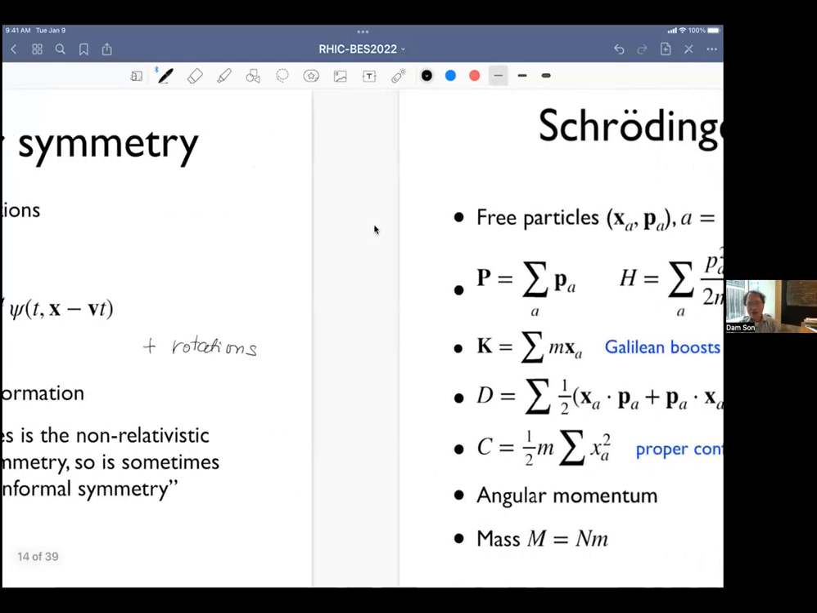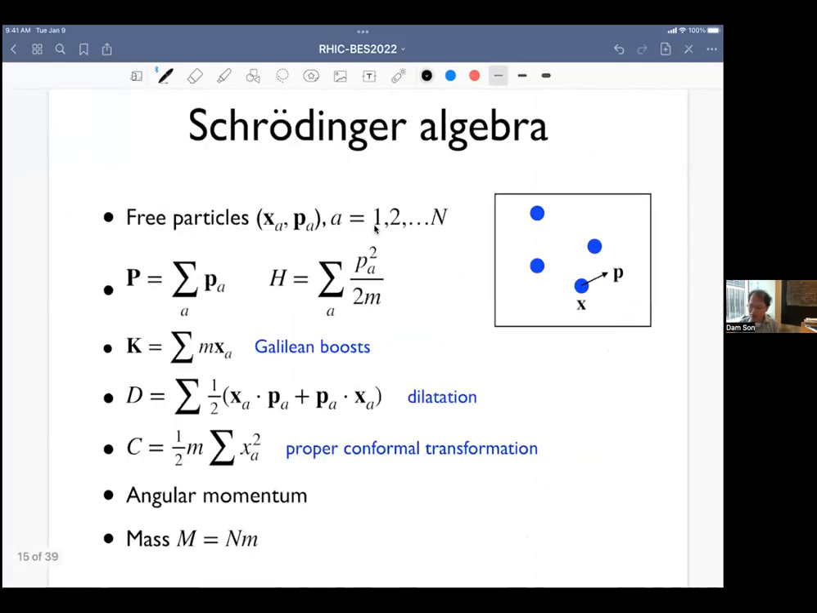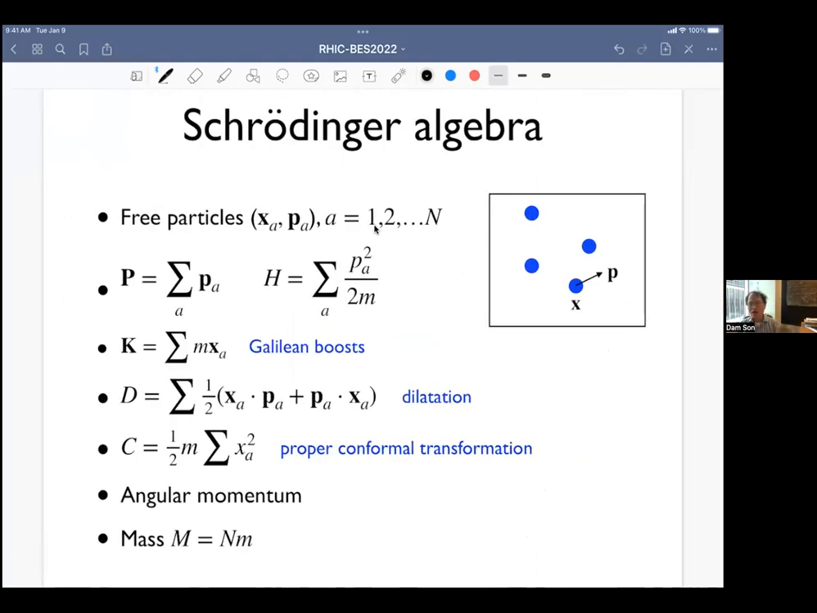One can write down the Schrödinger algebra, the algebra of these transformations, in terms of the usual x and p variables in quantum mechanics. The total momentum is the sum over p_A, where I take the sum over all particles, and A is the index that numbers the particles. We can check that the following operators form a closed algebra: total energy H, total momentum, and the Galilean boost, which is basically the sum over the coordinates of the particles weighted by their mass. So it's basically the position of the center of mass.